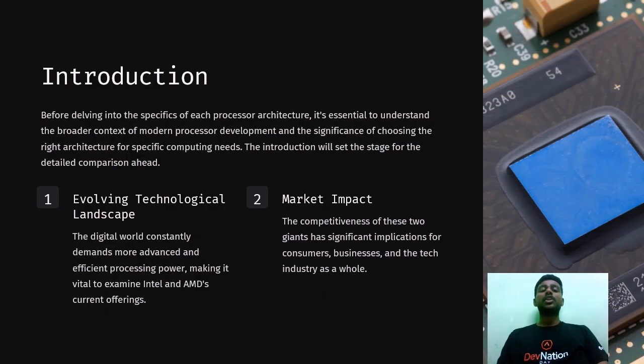Introduction. Before delving into the specifics of each processor architecture, it's essential to understand the broader context of modern processor development and the significance of choosing the right architecture for specific computing needs. The introduction will set the stage for the detailed comparison ahead. Evolving technological landscape. The digital world constantly demands more advanced and efficient processor power, making it vital to examine Intel and AMD's current offerings. Market impact. The competitiveness of these two giants has significant implications for consumers, businesses, and the tech industry as a whole.